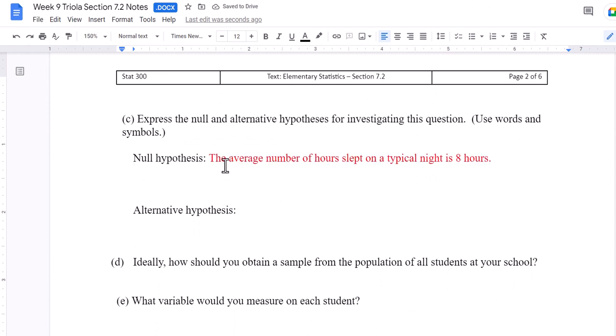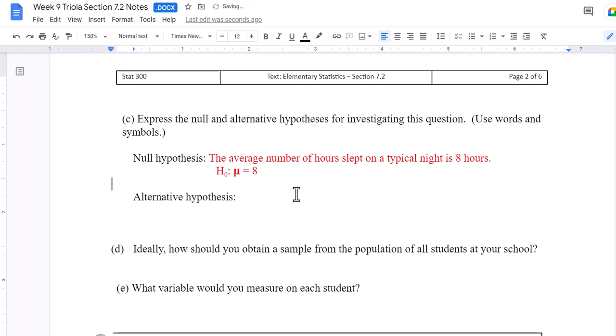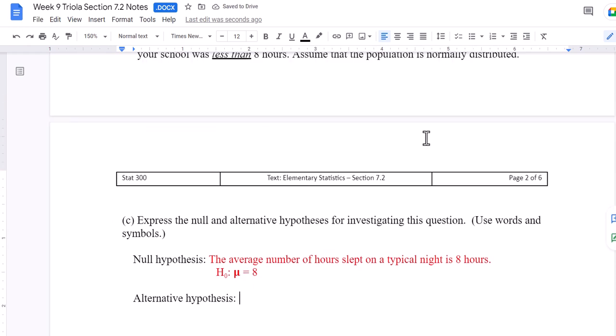So in words, we can say the average number of hours slept on a typical night is 8 hours. And then in symbols, we can say the parameter mu is equal to 8. And the alternative hypothesis is usually the question, what are we looking at? What do we want to investigate, right?